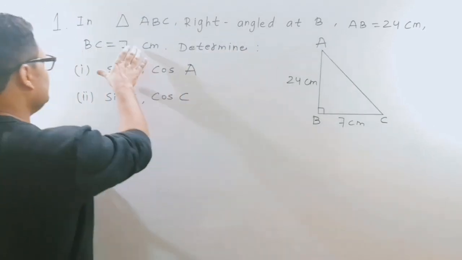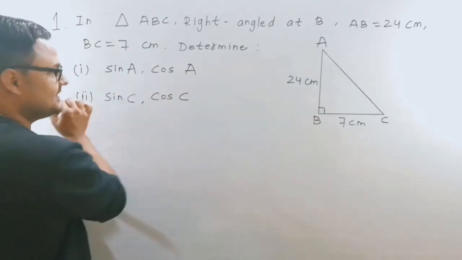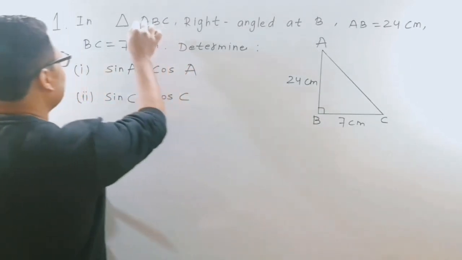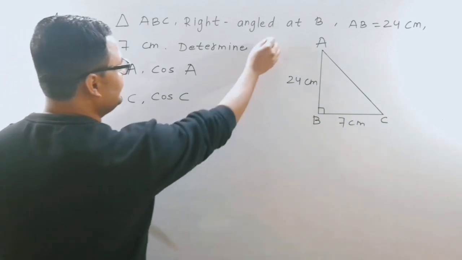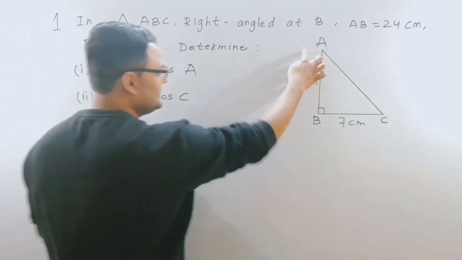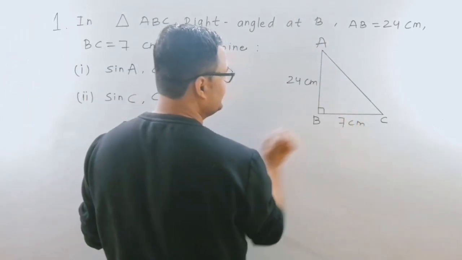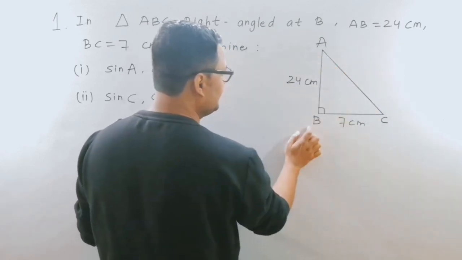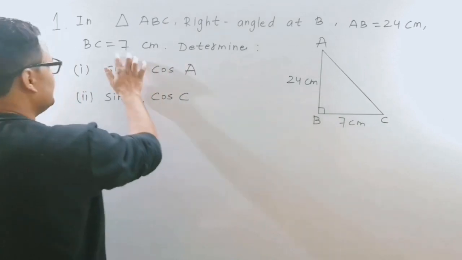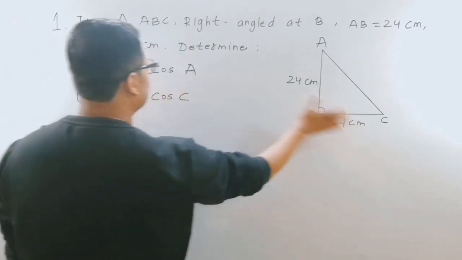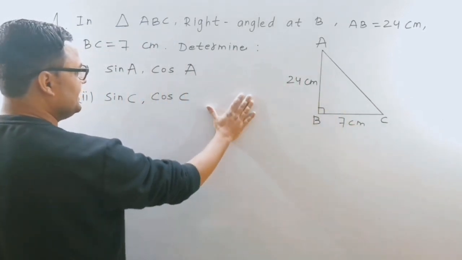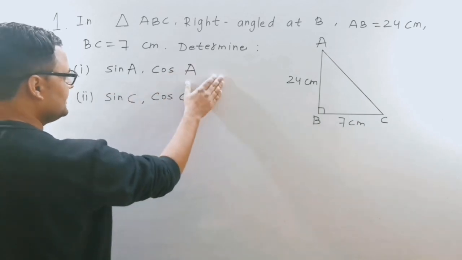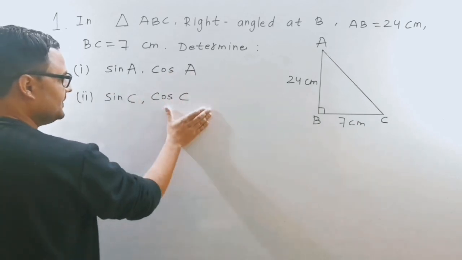Now the first question from the textbook, exercise 8.1. In triangle ABC, right angled at B. This is triangle ABC, right angle at B. AB is 24 centimeter, BC is 7 centimeter. Determine, it means we have to find sin A, cos A, sin C, cos C.